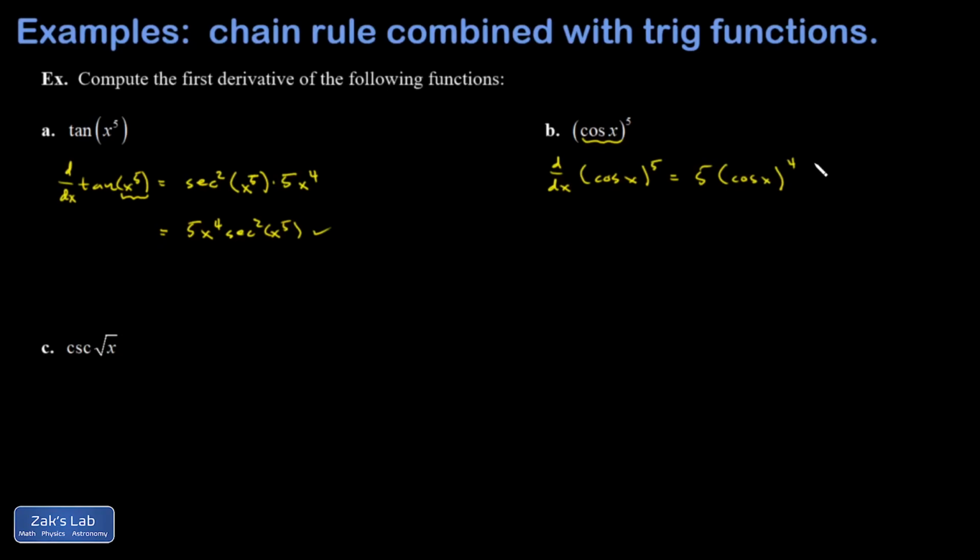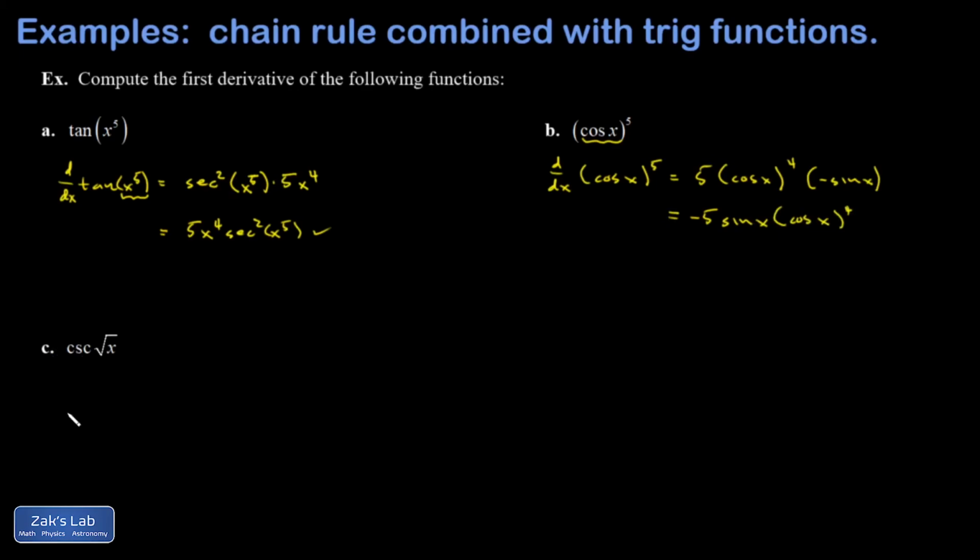And then the chain rule says now you have to tack on the derivative of the interior function. And that's negative sine x. And cleaning things up a little bit, I have negative 5 sine x cosine x to the fourth.